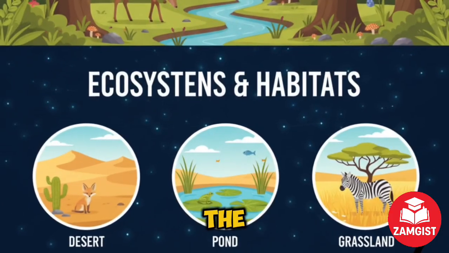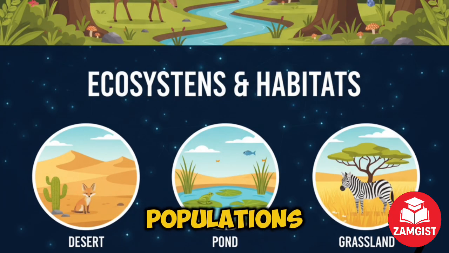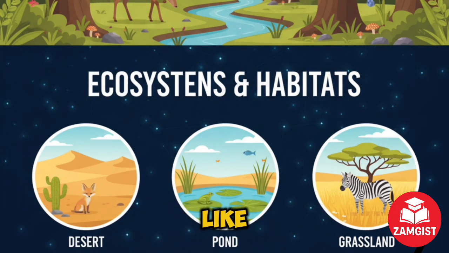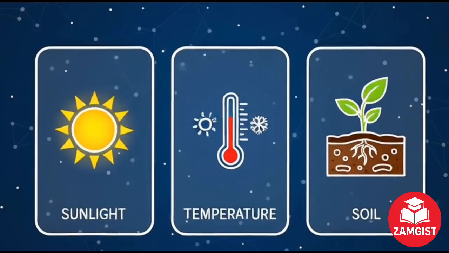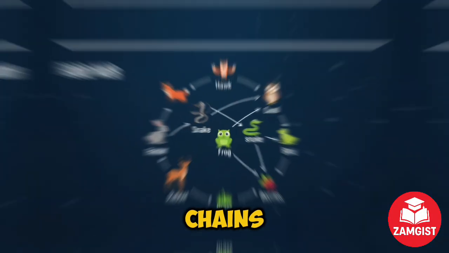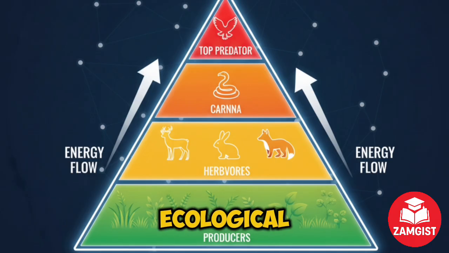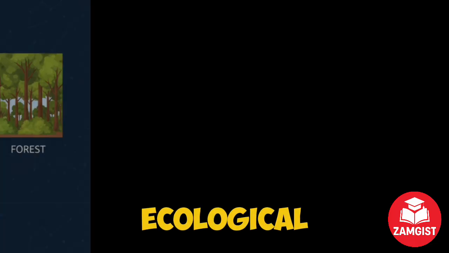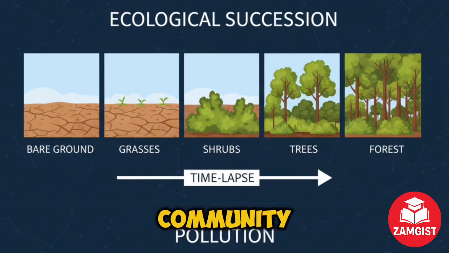Now let's move to ecology and environment. Here you will study the ecosystem, habitats, populations, and ecological factors like light, temperature, and soil. You must understand food chains, food webs, energy flow, and ecological pyramids. You will also study ecological succession, where one community of plants is replaced by another over time.